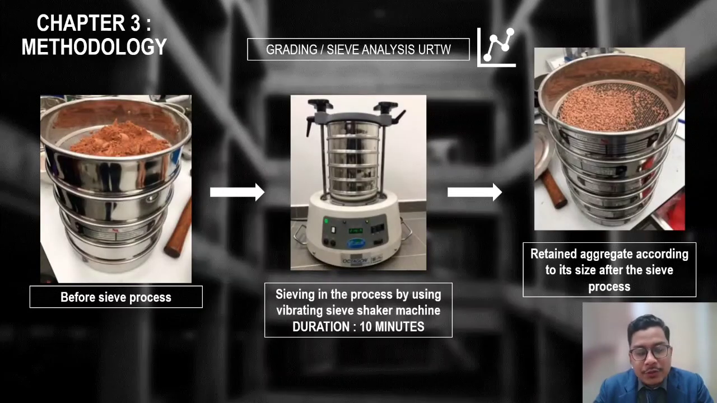The first picture in my slide shows the crushed URTW being placed in the sieve container of the vibration sieve shaker machine. The second picture shows the crushed URTW in the process for at least 10 minutes, and the last picture is the retained aggregate according to size after the sieve process.